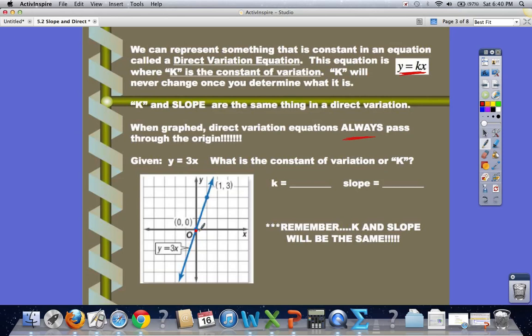That is the origin. That's where you will always go if it is a direct variation. If it is not a direct variation, it will be moved somewhere away from this origin.